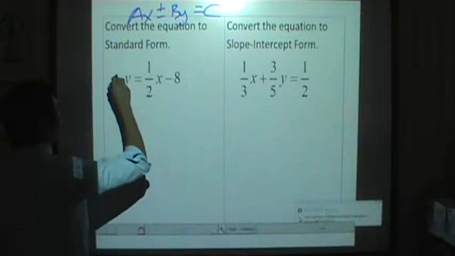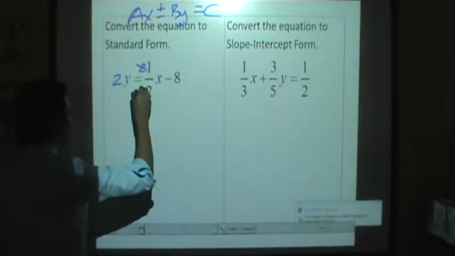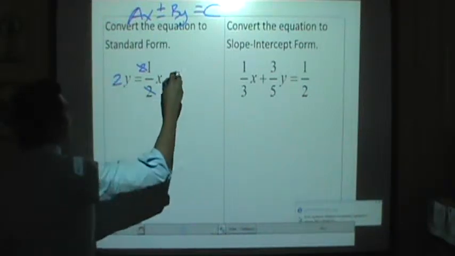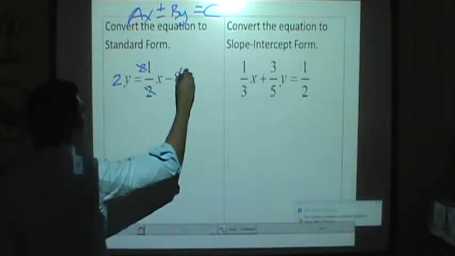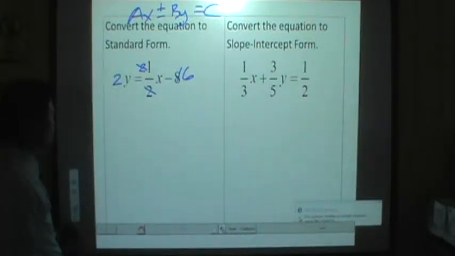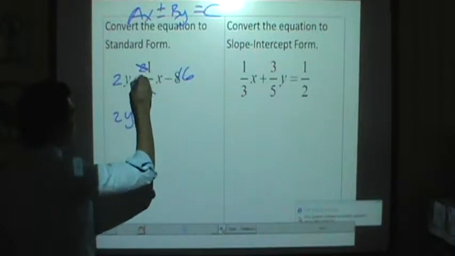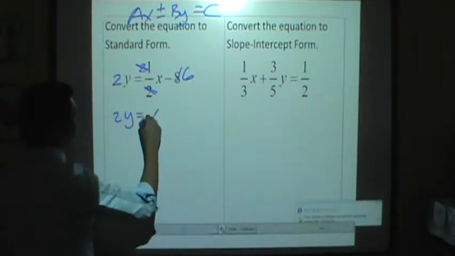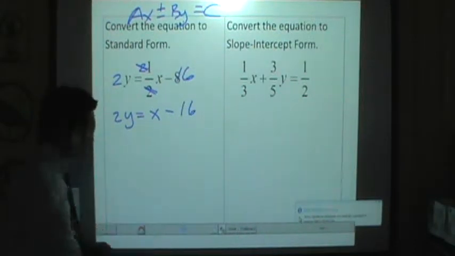So multiply this by 2, that becomes 2y. Multiply this by 2, so we can get rid of that 2. And now multiply this by 2 times 2, and that becomes 16. Okay, so now we have 2y equals, we just got rid of the fraction, now we have x minus 16.